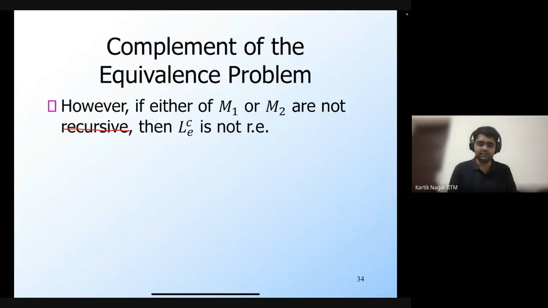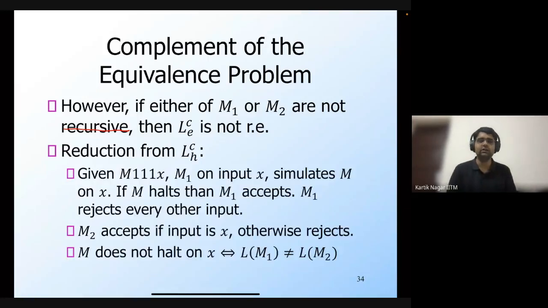So again, we'll do a reduction in order to show this. We have to reduce from a problem which is known to be not RE. So again, we take the complement of the halting problem. So here is this reduction from the complement of the halting problem. Given an instance of this complement of the halting problem, which is of the form M, x, I need to construct this M1 and M2 such that if M does not halt on x, then L of M1 is not equal to L of M2. And if M does halt on x, then L of M1 should be equal to L of M2.